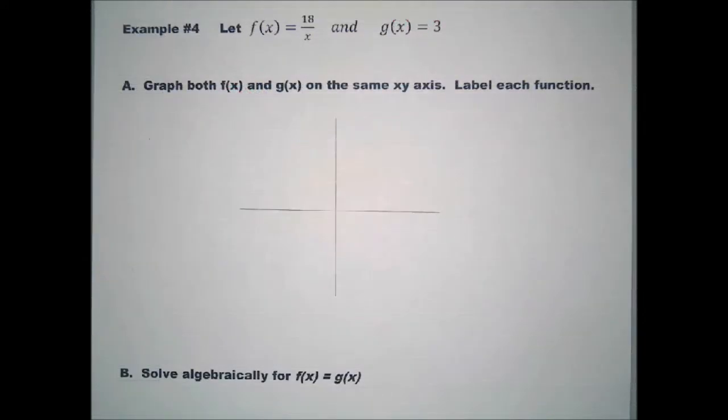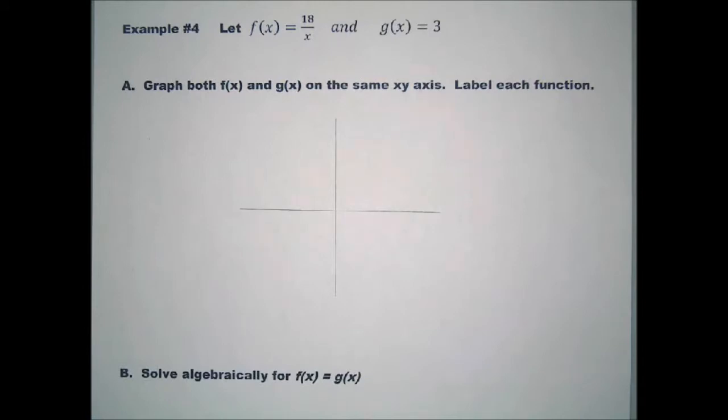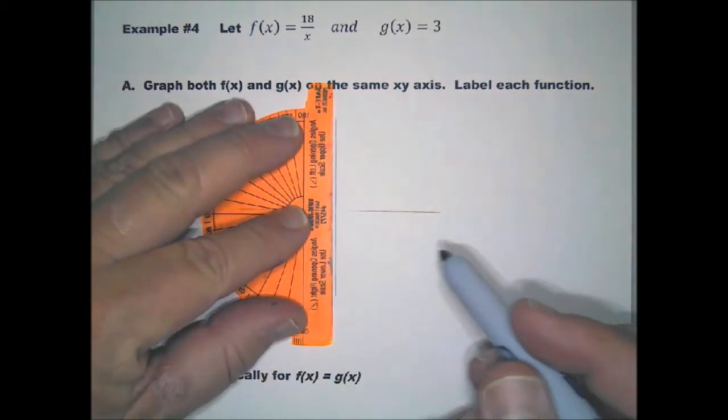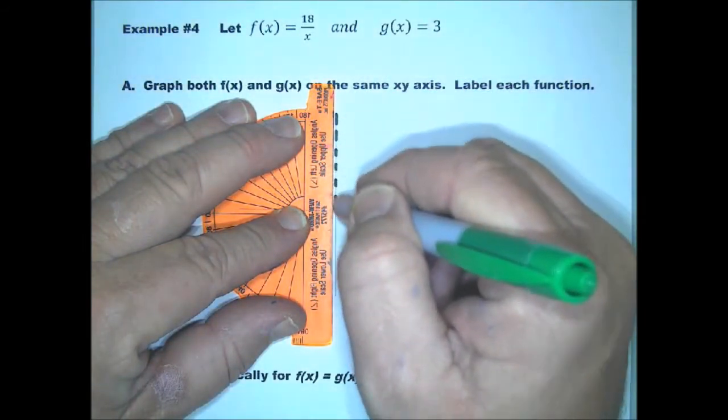For this last problem, example 4, I'm going to put two different functions on the same graph. Let's graph f of x and g of x. Let's do f of x first. F of x equals 18 over x. So all we're doing is f of x right now, 18 over x. There's no shift at all, so therefore I know where my asymptotes are. My asymptotes are the x and the y-axis. So with green, I'm going to mark the asymptotes.